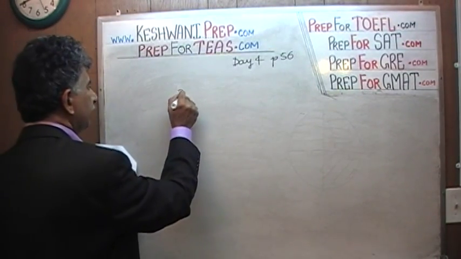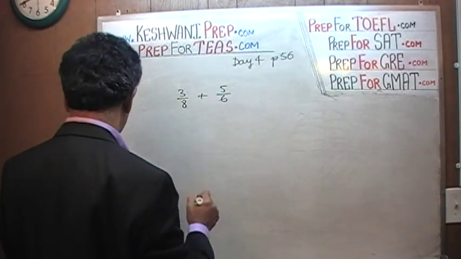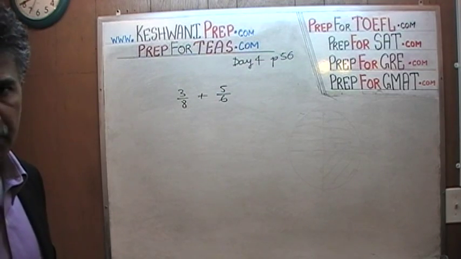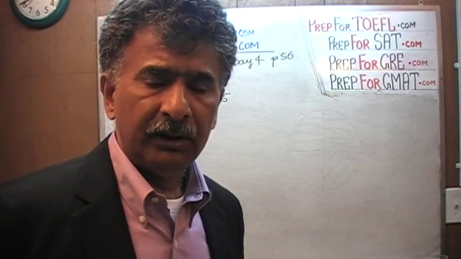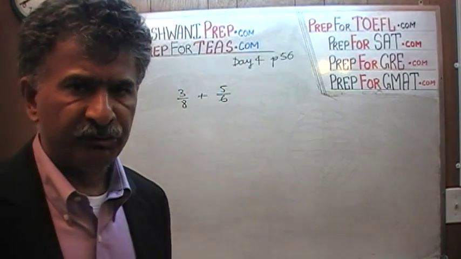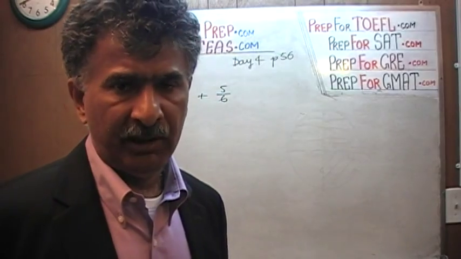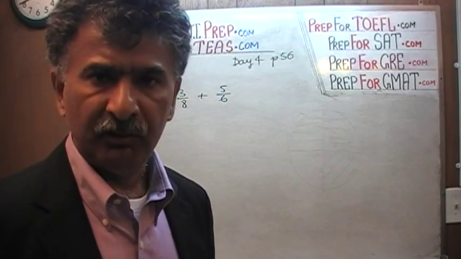Number 2. 3/8 plus 5/6. Again, keep it very simple. Don't waste your time trying to figure out the least common denominator and all that. Sometimes it is essential, sometimes it is necessary, and you cannot do without it. Most of the times you can just get away without having to figure out the least common denominator, as long as you can find any common denominator. It doesn't have to be the least one.